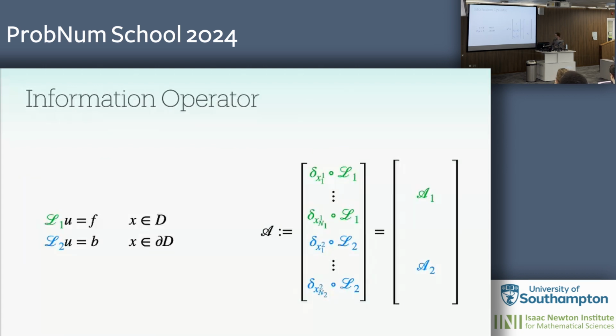So in terms of an information operator, if we again write down our PDE on the left, so we've got our L1U is F and our L2U is B, this allows us to build our operator calligraphic A by concatenating or composing these operators with an evaluation functional, as we saw earlier. Here we've got the evaluation functional for all of the points in the interior of the domain, the interior collocation points, and here we've got the evaluation functional for the boundary collocation points. So our information operator calligraphic A naturally decomposes into A1, the bit of information from the interior, and A2, the bit of information from the boundary.